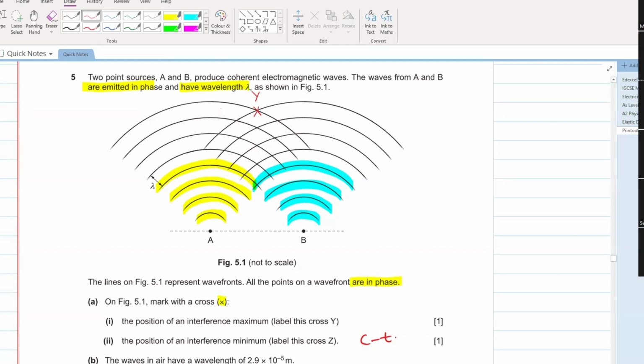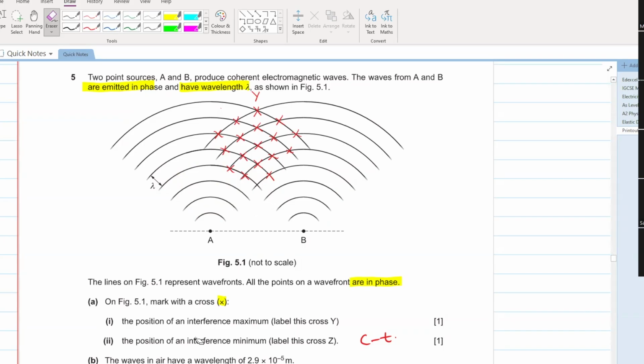You can say all these red points are intensity maximum. Why? Because at all these points, what is happening? Your crests are combining with crests. Do you get it? You can mark all these red points as intensity maximum because here crests are combining with crests.